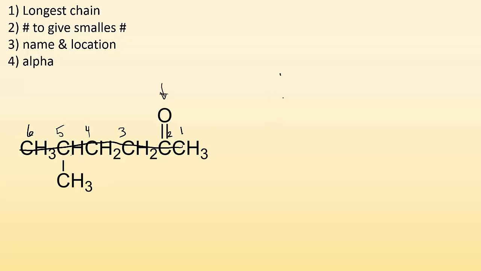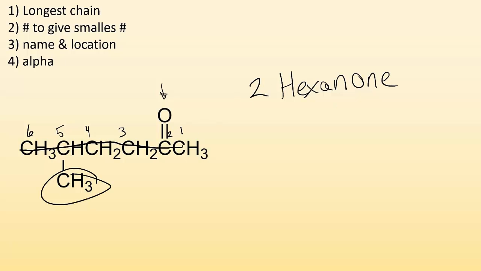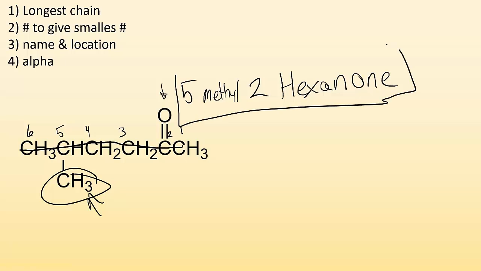I got 6 carbons, which tells me it's hex, single bonded, and -one ending because it's a ketone, and I got to say where it is. So this is 2-hexanone, and on 2-hexanone, there's a dingly dangly. There's a methyl group, so that's going to be methyl, and I got to say where it is. It's on the 5th carbon, so 5-methyl-2-hexanone would be the name for this molecule.